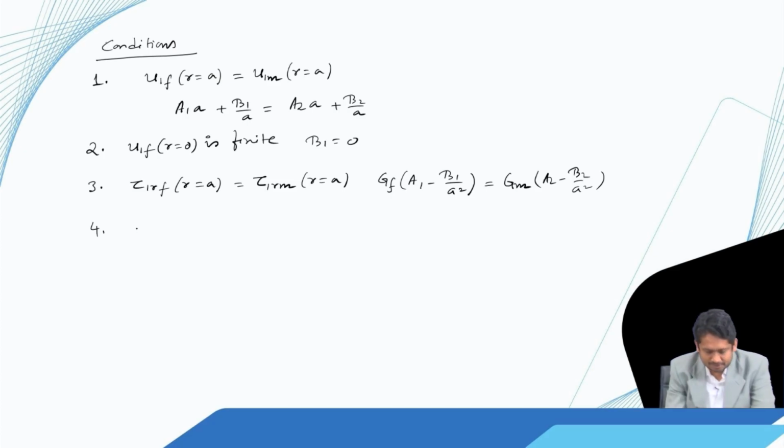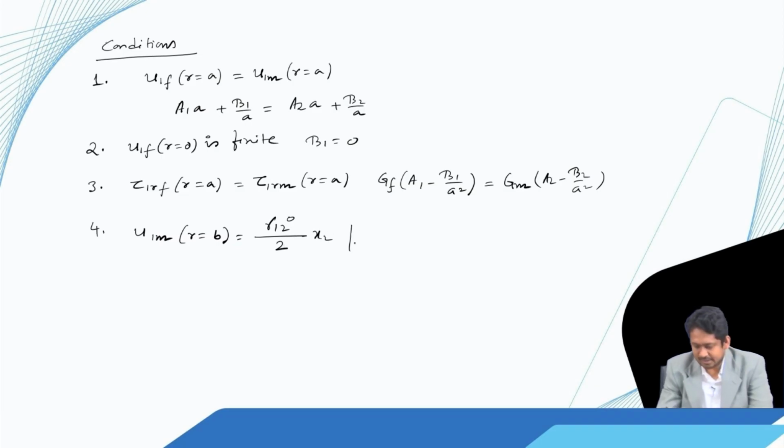And then we have the fourth one, which says that U1 m at r is equal to b can be written in terms of the applied shear strain gamma 1 to 0 as this, and that is evaluated at r is equal to 0. Now, with that we get A2 b plus B2 by b is equal to gamma 1 to 0 into b.